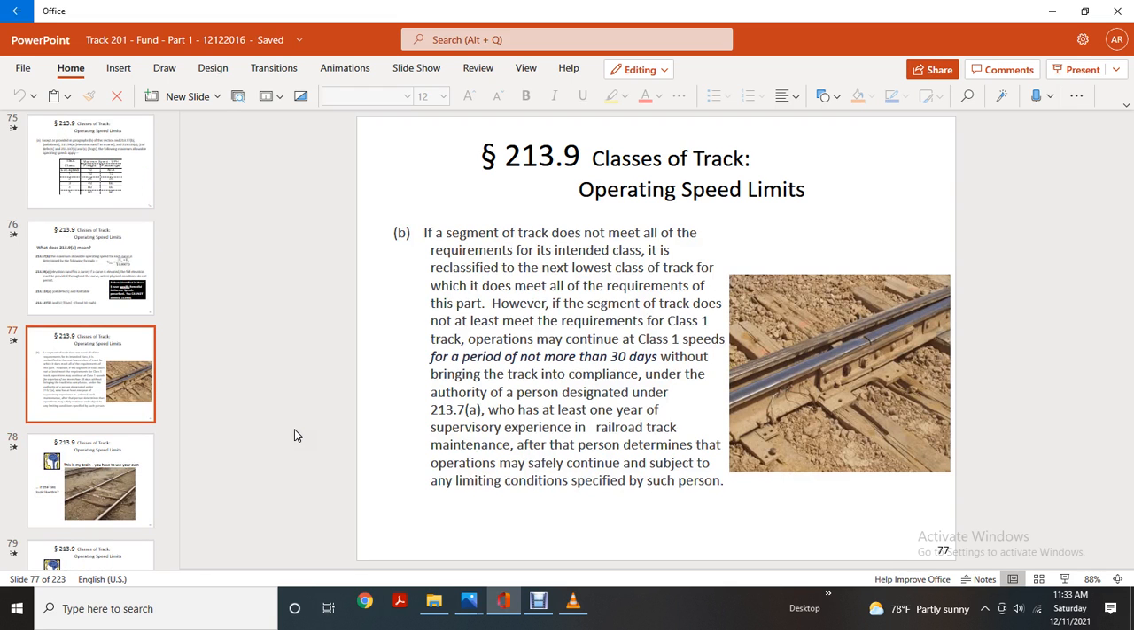213.9(b): If a segment of track does not meet the requirements for its intended class, it is reclassified to the lowest class of track whose requirements it does meet. If a segment of track does not meet the requirements of Class 1 track, operation may continue at Class 1 speed for a period of no more than 30 days, without bringing the track into compliance, under the authority of the person designated under 213.7(a) with at least 1 year of supervisory experience in railroad track maintenance, if that person determines the operation is safe to continue, subject to any limiting conditions specified by that person.